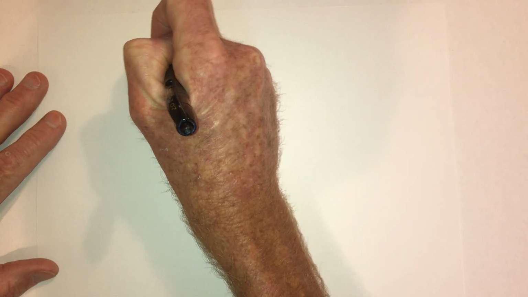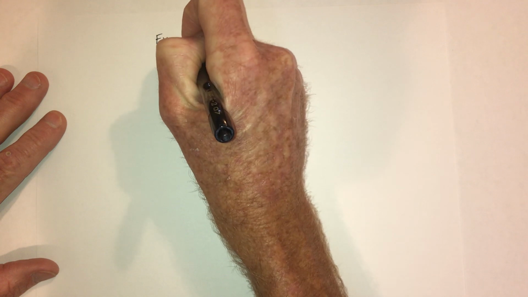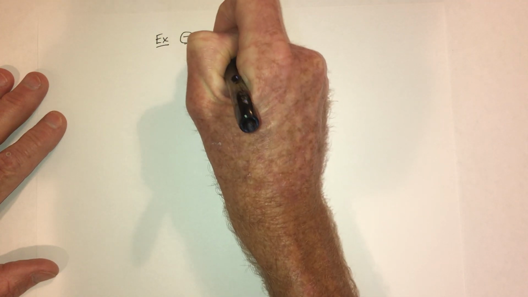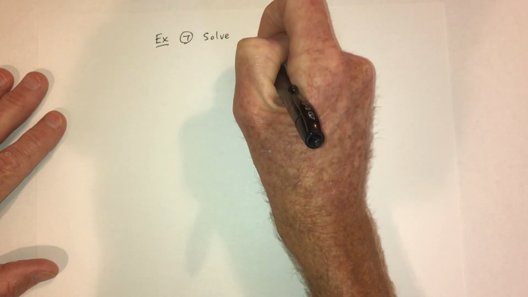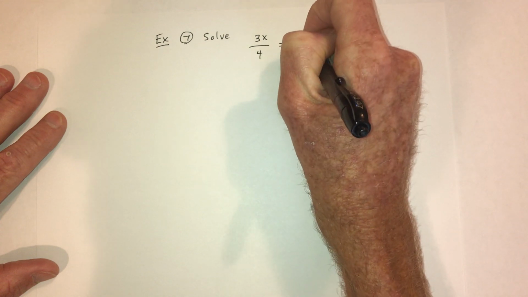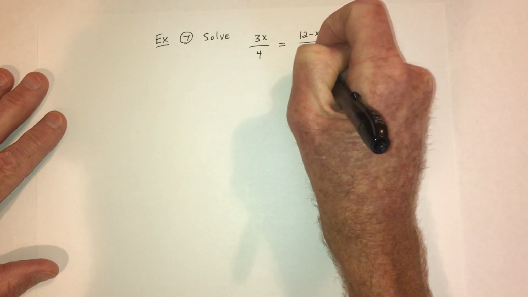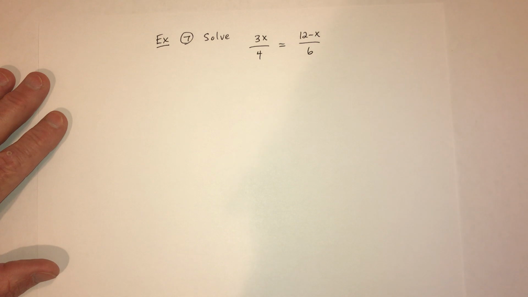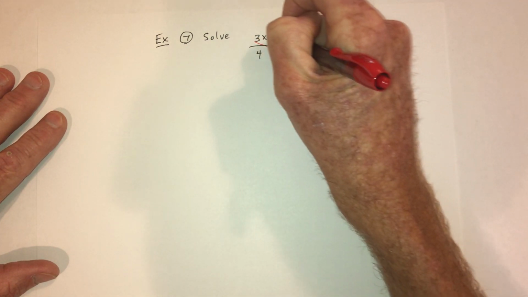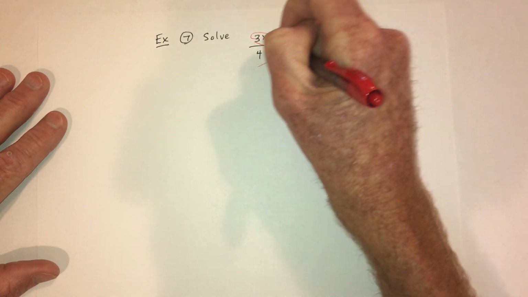And one last one that is similar to the homework. So this is not a word problem, but just a proportion. This is number 7. So solve, and it's 3x over 4 equals 12 minus x over 6. So the proportion is already set up for us, so cross multiply and cross multiply.